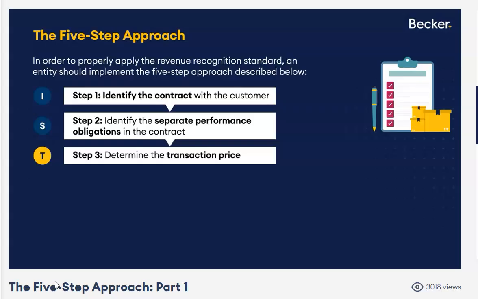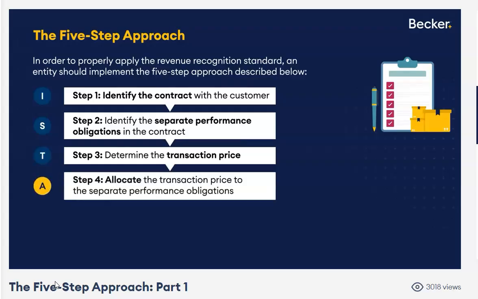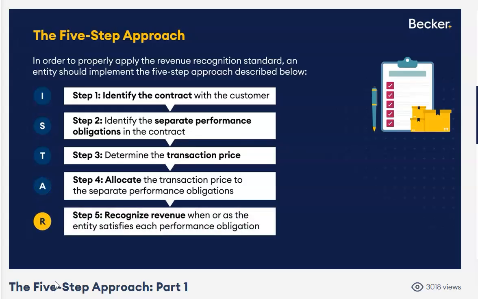Then we determine the transaction price, the amount you expect to be entitled to. How much do you think you're going to earn? Then step 4 is you allocate. You allocate that price, the amount you expect to get, and you divide it over each of the performance obligations that you are going to be required to do. And then you recognize revenue as each separate performance obligation is being done.